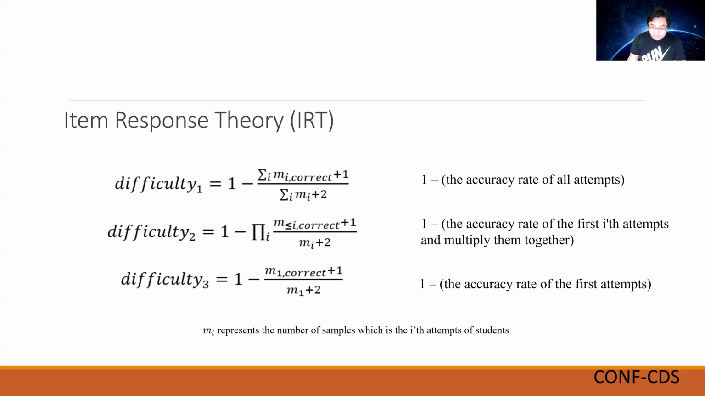For difficulties, we propose 3 kinds of calculation methods. The first one calculates as 1 minus the accuracy rate of all attempts. The second one calculates as 1 minus the accuracy rate of the first i attempts and multiplies them together. The third one calculates as 1 minus the accuracy rate of the first attempt. Since we will implement feature selections, putting several IRT scores with different difficulty methods will be more helpful.